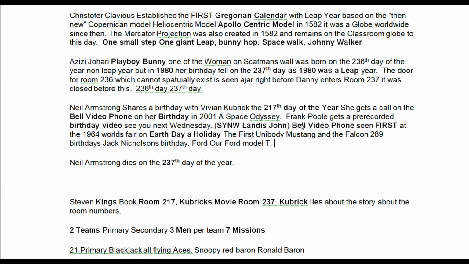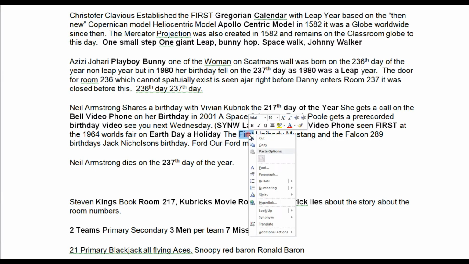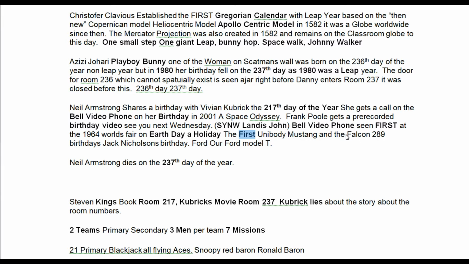And so we have the 1964 World's Fair as the first time we see the Bell Videophone. It's Earth Day. It's a holiday, another doubling of the holiday. So holidays, birthdays. The first unibody car ever, the Mustang, and this is a horse, of course, and this is like the Apollo 15 Falcon. It's Jack Nicholson's birthday, April 22nd, the same day, Earth Day. It's a holiday, so we got another birthday. How many birthday clues and holiday clues do you need in this one particular date? And of course, it's the day Dick Nixon dies. And he was the Apollo president for all the launches.